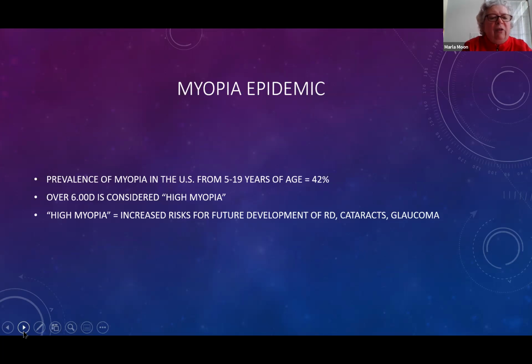They're considering over 6 diopters to be high myopia, and the problem with high myopia is it significantly increases an individual's risk for future development of retinal detachments, retinal thinning, cataracts developing at an earlier age, and glaucoma. And we'll go into that a little bit more. Next slide, please.